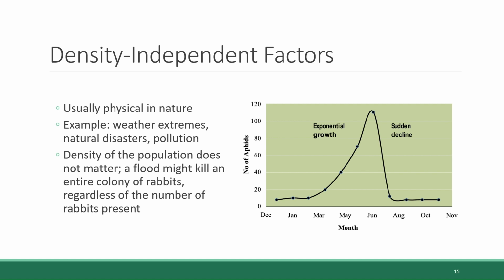So that wraps up factors that limit population growth. In the next section, we're going to talk about a different aspect of population ecology, which is the chance of individuals within a population surviving to different ages.